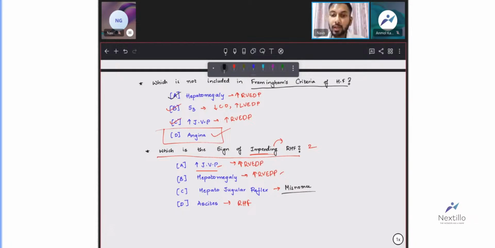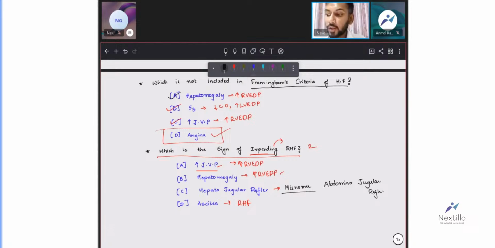Hepatojugular reflex means we should be pressing the patient's umbilical area, not the hepatic area. People thought we should be pressing the hepatic area. That is not true. You should apply pressure on the umbilical area. So it is better if we call it the abdominojugular reflex, because we are pressing on the abdominal area, on the umbilical region.